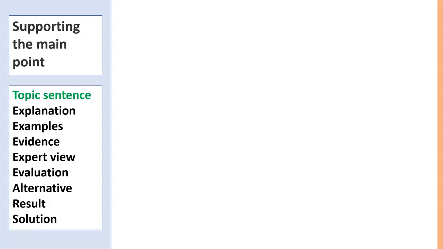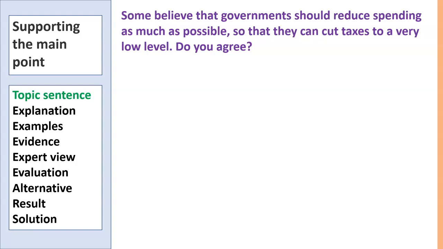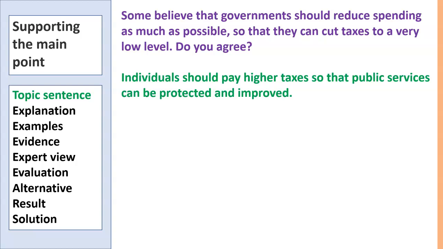So how can we support the main point? We have our topic sentence, and the topic sentence includes a linking idea and a main idea. What can we do next? Let's have a look at this through an essay. So, some believe that governments should reduce spending as much as possible so that they can cut taxes to a very low level. Do you agree? And here we have our first sentence. Individuals should pay higher taxes so that public services can be protected and improved. This would be our topic sentence. So let's see how we can support this.